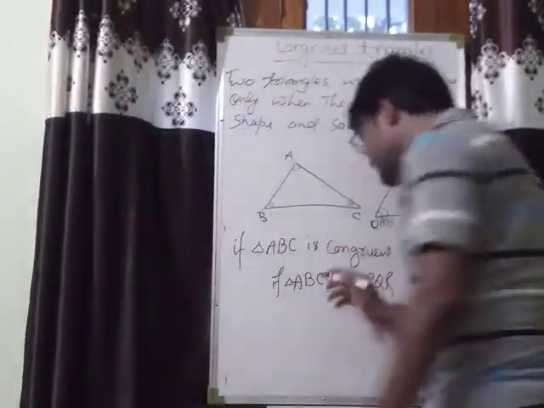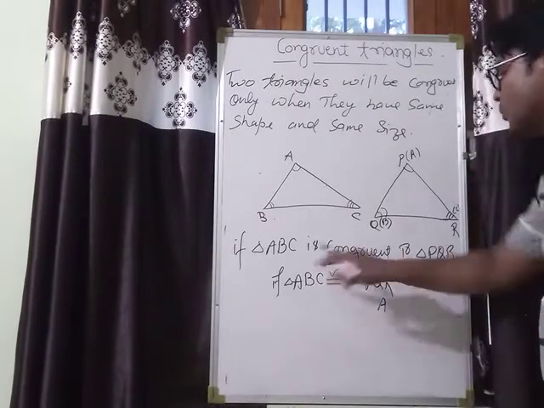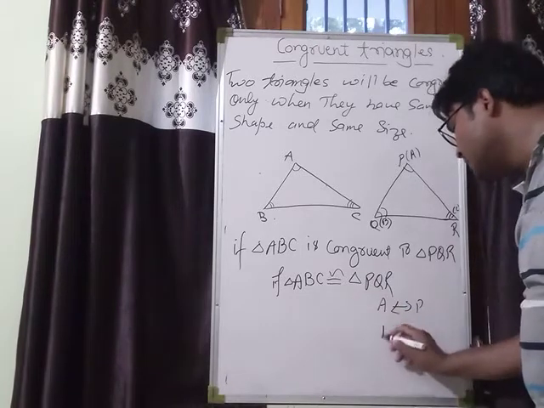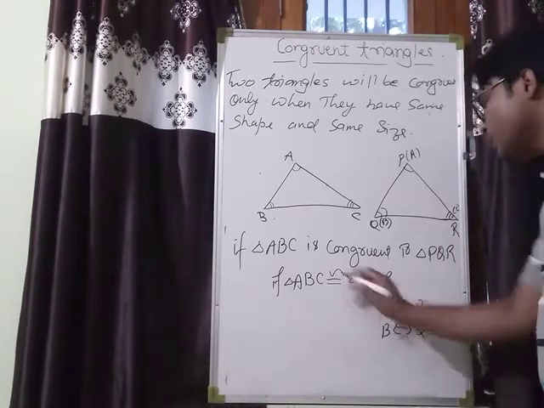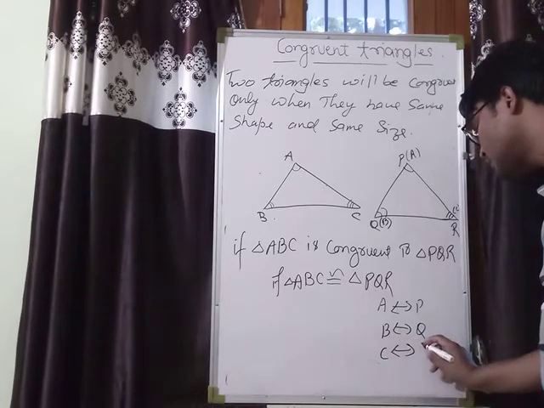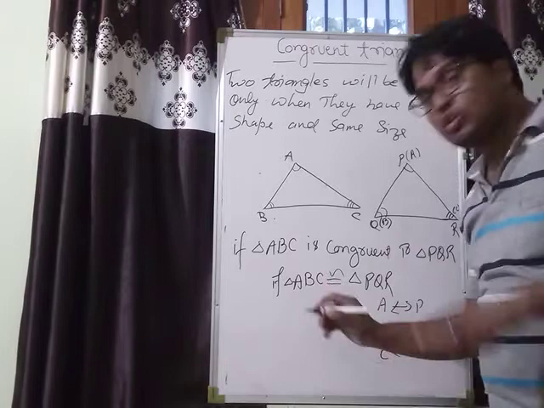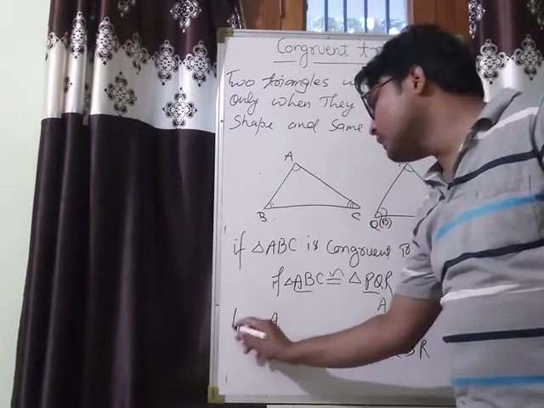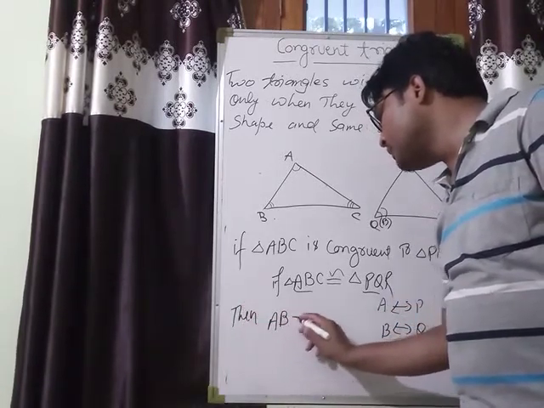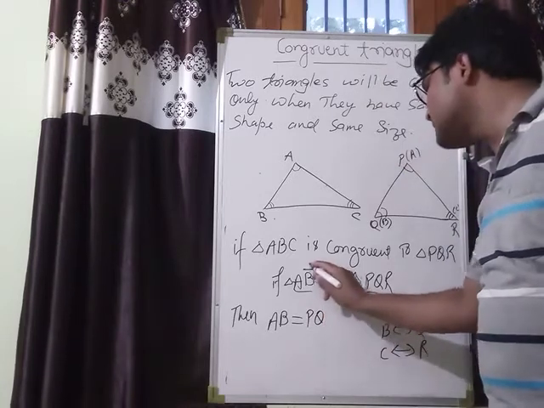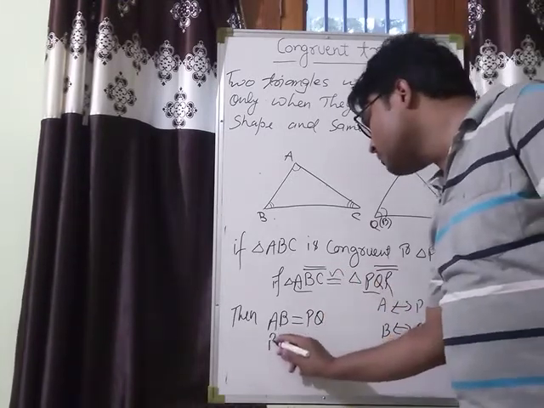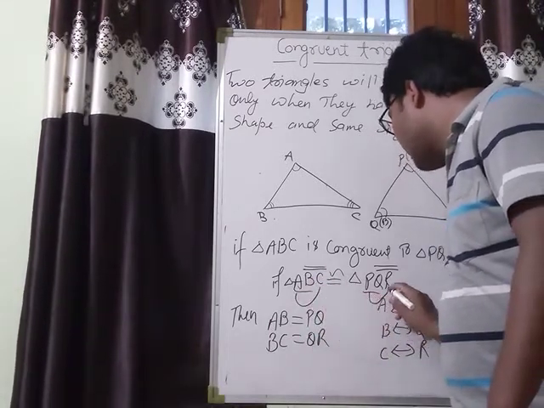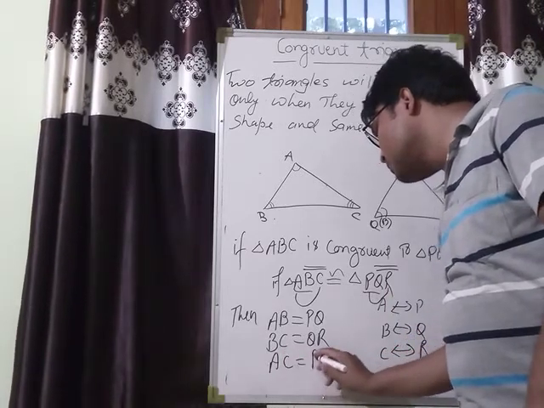Okay? In this case, vertex A will overlap on P, vertex B on Q, and C on R. And what do we conclude from there? Corresponding sides will be equal. Means AB equal to PQ, BC equal to QR, and AC equal to PR.